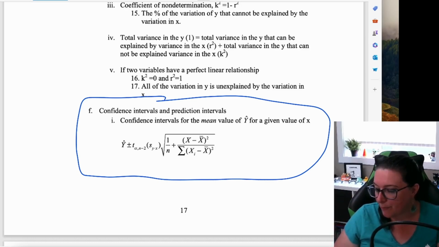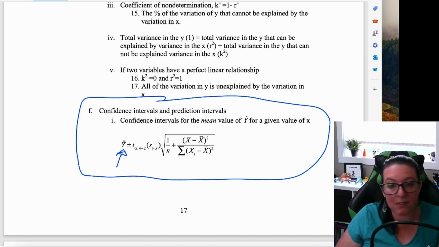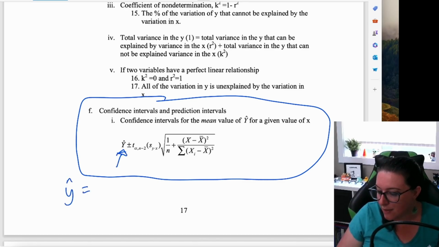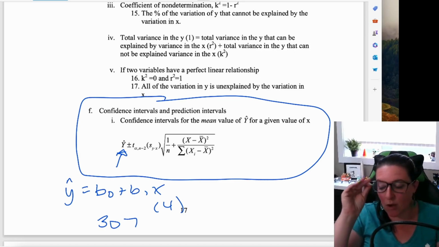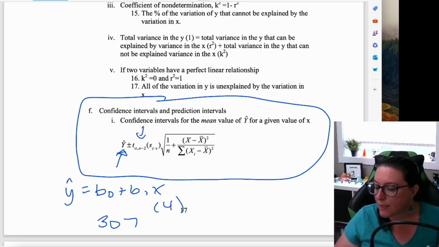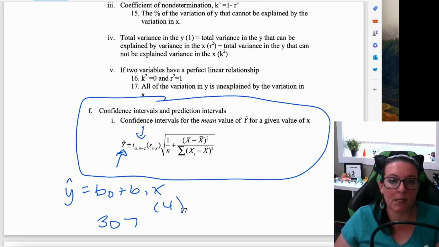To do that, we will do our point estimate, which is going to come from that regression line. That's the line of best fit piece, where in our calculation we used y hat equals b naught plus b1 x. And we found that for a 4-year-old vehicle, that was $307. Then we do plus or minus. We have two sides to this confidence interval. We are going to need a critical value that is going to come from the t-distribution.